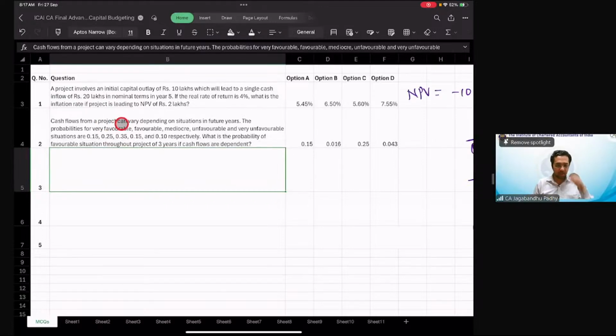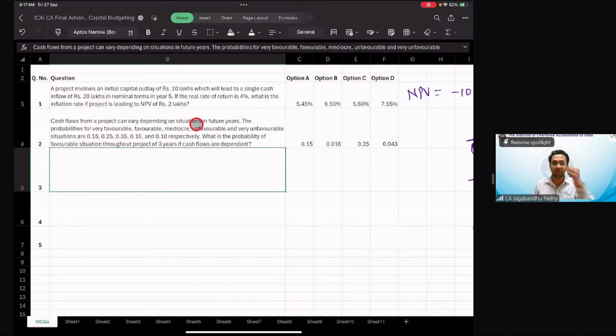Cash flows from a project can vary depending on the situation in future years. The probabilities for very favorable, favorable, mediocre, unfavorable, and very unfavorable situations are 0.15, 0.25, 0.35, 0.15, 0.10. What's the probability of a favorable situation throughout the project of 3 years if cash flows are dependent?